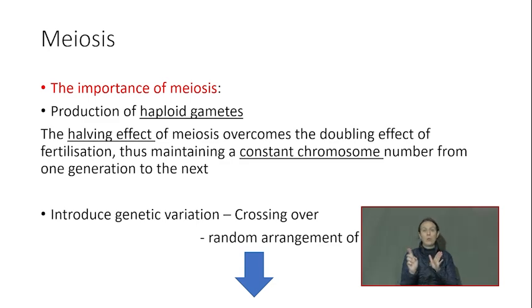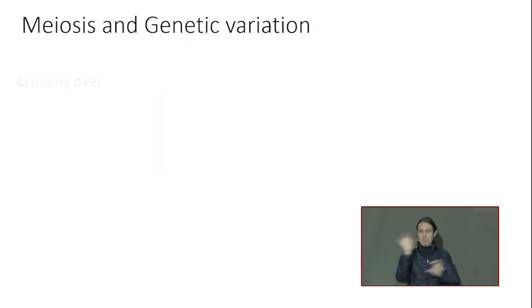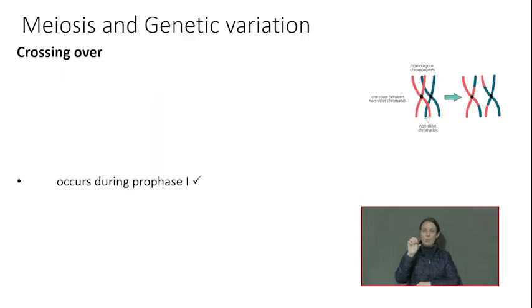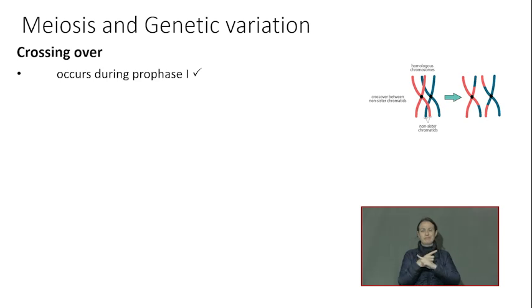It produces haploid gametes. It halves the number of chromosomes. It also introduces genetic variation. How does meiosis introduce genetic variation? By 2 processes, which are crossing over and random arrangement of chromosomes. Crossing over, ladies and gentlemen, it occurs during when? Prophase 1.